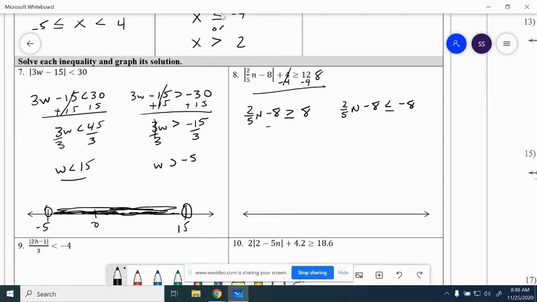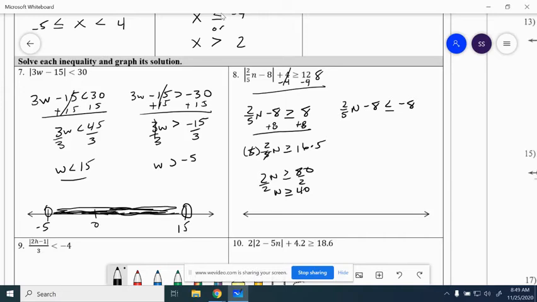So we're going to do the same thing here for both. We're going to add 8, and I'm left with 2/5 n is greater than or equal to 16. And now you can do this a few different ways. If you want to get this number out of the denominator, what you can do is multiply by 5, and this will cancel out, and you'll just be left with 2n. But if you multiply on one side, you've got to multiply on the other side. So multiply this side by 5, and you're going to be left with 80. And then divide by 2. Divide by 2, you're left with n is greater than or equal to 40.